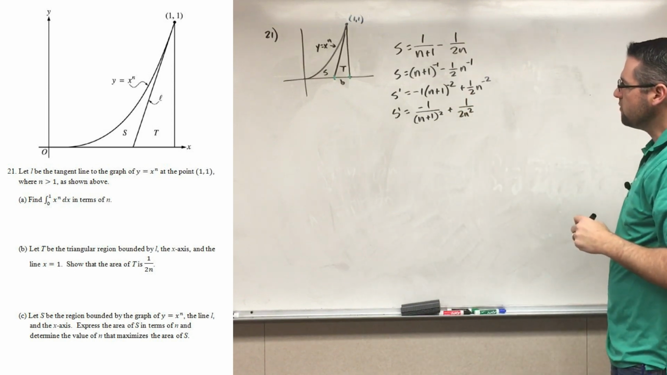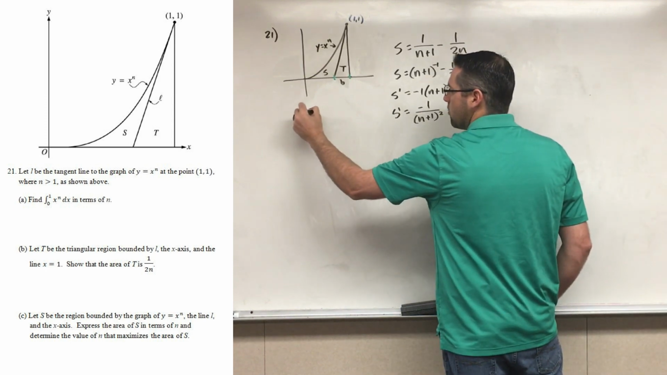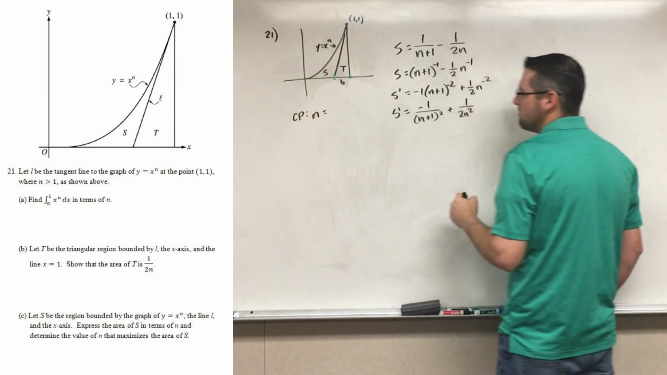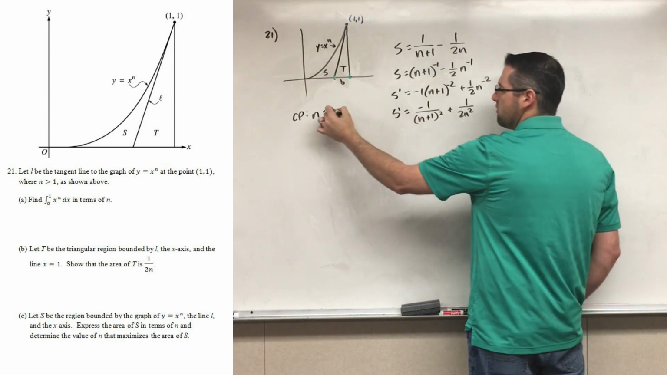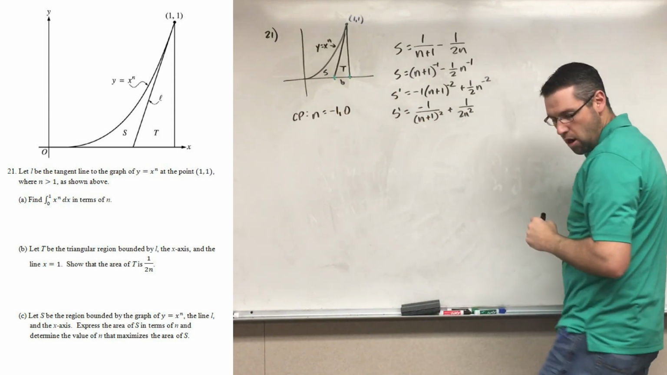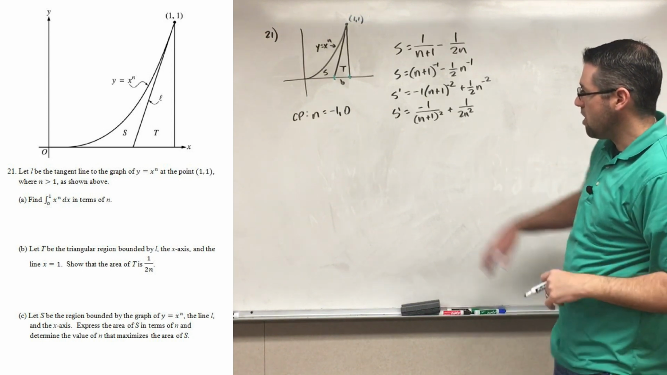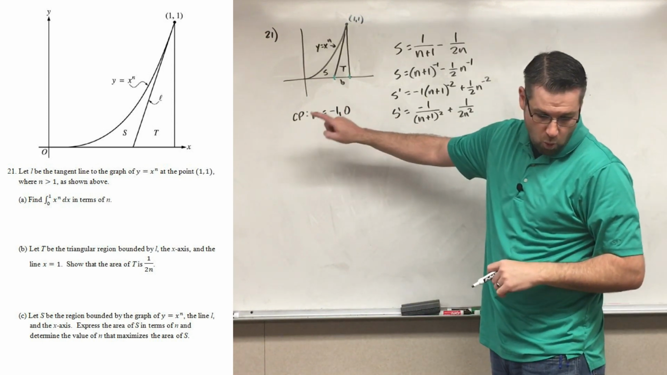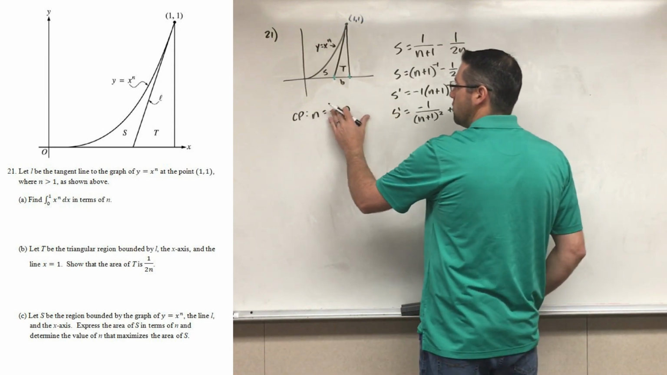Okay. So the first thing I'm going to note is one set of critical points. One set of critical points are when the derivative does not exist. Well, the derivative does not exist when we're dividing by 0. So if n is negative 1 or if n is 0, then we have a problem here. Now, the good thing is that in the very beginning of the problem, it said that n is greater than 1. So actually, these aren't going to be critical points at all because they're outside the domain.